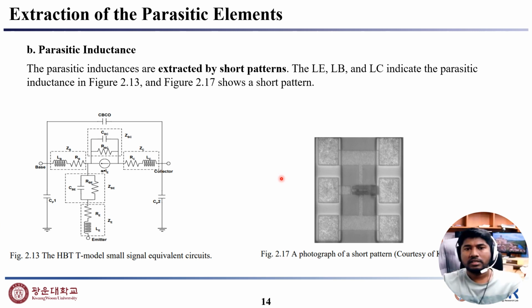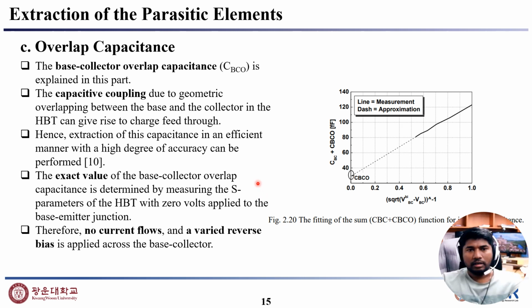Second is parasitic inductance, and this is extracted by short patterning. You can see from these two figures, and the right figure is a photograph of a short pattern. From this you can observe the parasitic inductance.